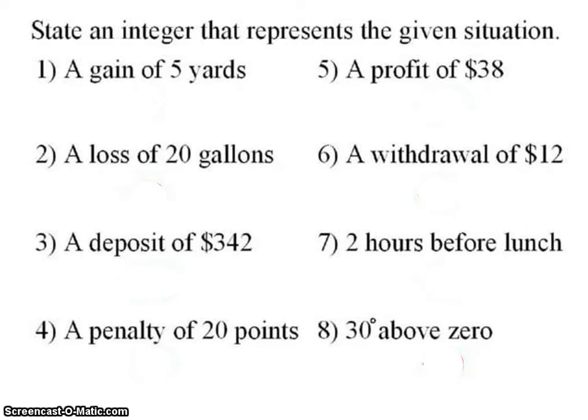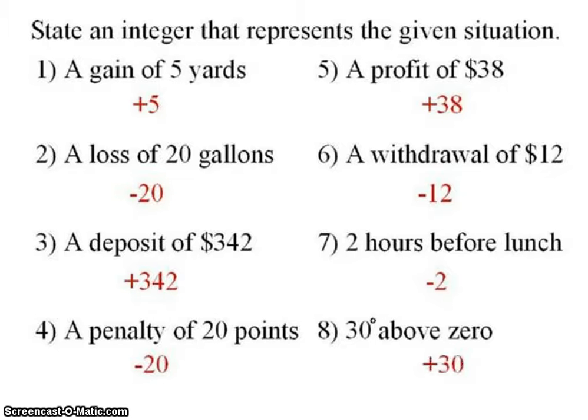Now on these you're saying if it's positive or negative, if it's expressing a situation. So a gain of 5 yards would be a +5. A loss is negative. A deposit would be positive. A penalty would be negative. A profit would be a positive. A withdrawal would be a negative. 2 hours before lunch, that one would be a negative because you're not at lunch yet. You're counting down to it. And then 30 above would be a positive. Number 7 is probably the trickiest one in the bunch.